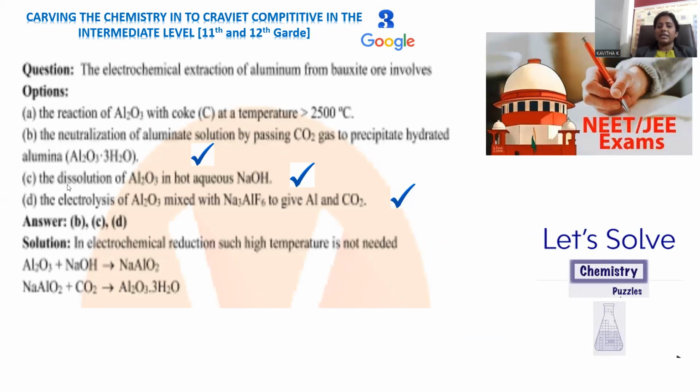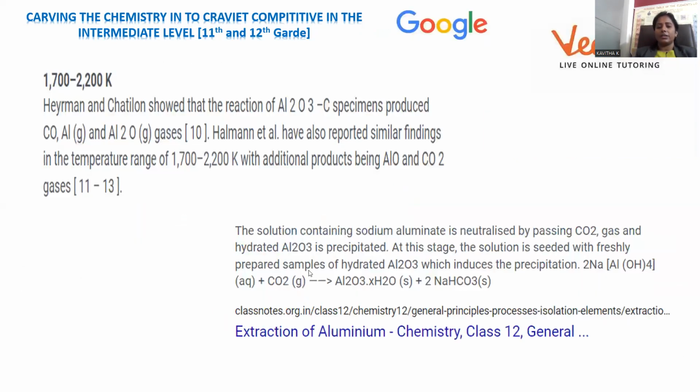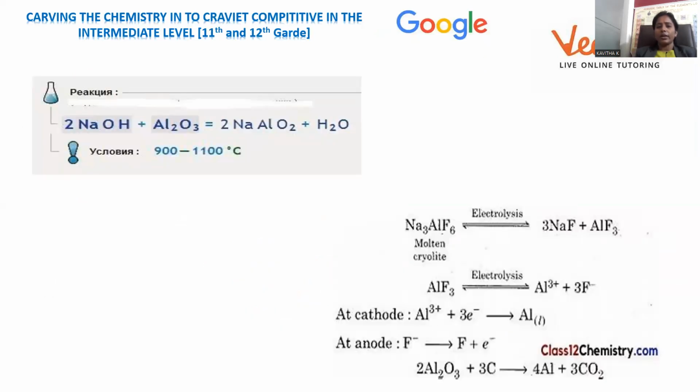Move on to option number C. The dissolution of alumina in hot aqueous sodium hydroxide, that we already discussed. Option number D, electrolysis of alumina mixed with sodium aluminium fluoride called cryolite to give aluminium and carbon dioxide. Let's see how it is possible. This is called cryolite, Na3AlF6, which will be electrolyzed to fragment into sodium fluoride and aluminium fluoride. Aluminium fluoride is further fragmented into aluminium trication and fluoride anion.